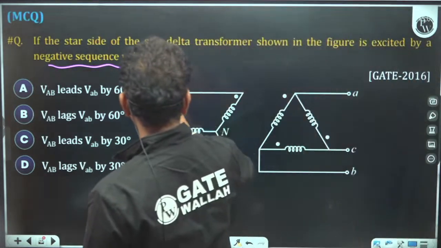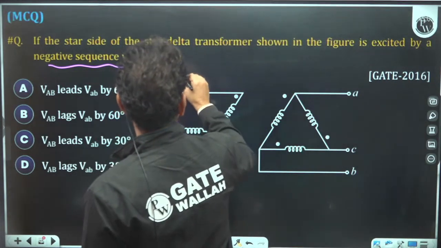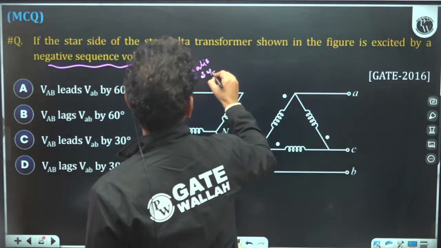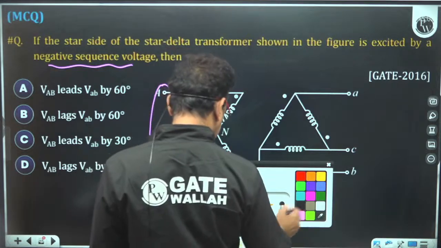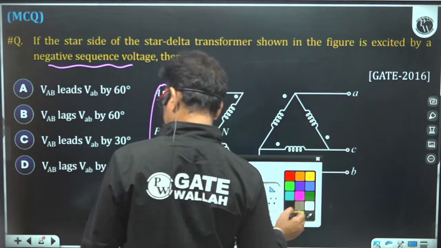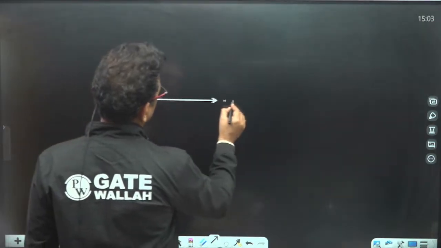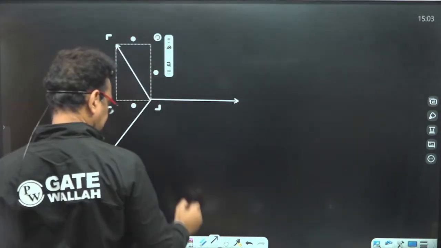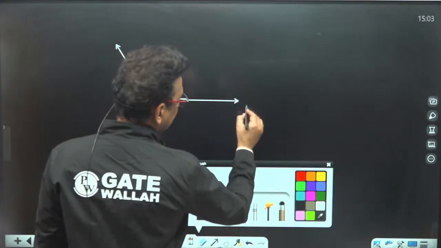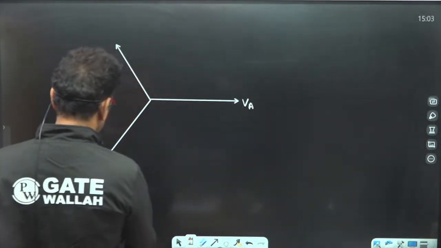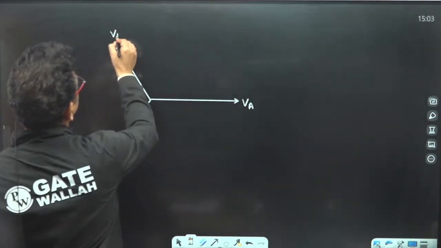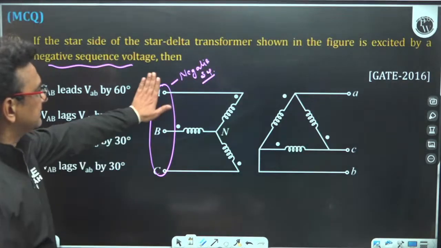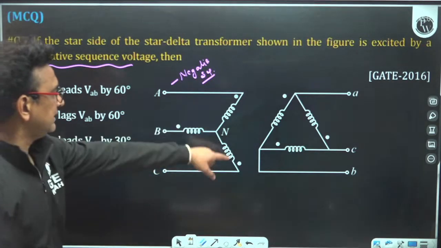Here we are applying the negative sequence voltage. Negative sequence voltage means the sequence will be A, C and B. A, then C and then B. VA, VC, VB. I am applying the negative sequence voltage here. Clear? A, C and B.